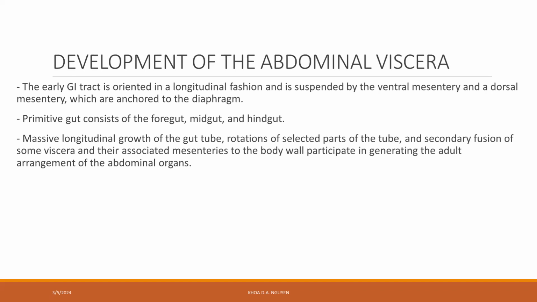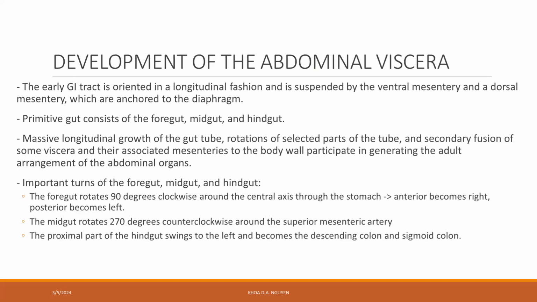Now the massive longitudinal growth of the gut tube and rotations of selected parts of the tube, and secondary fusions of some viscera and their associated mesenteries to the body wall, will participate in generating the adult arrangement of the abdominal organs. Now let's talk about the rotations of these tubes. There are some important turns that happen at the foregut, midgut, and hindgut. The foregut organs are going to rotate 90 degrees clockwise around the central axis through the stomach.